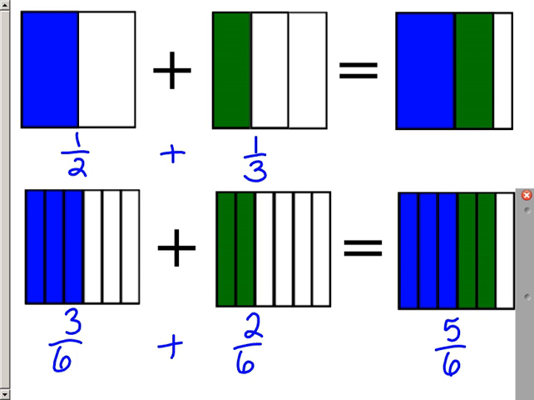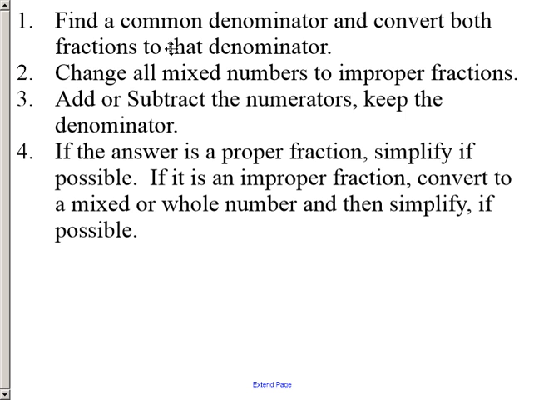Now, we're going to look at some problems that are a little bit harder here in a minute. But before we do, let's talk about what our rules would be then for adding or subtracting. We have to have a common denominator. That's the first rule. We have to find a common denominator, and we have to make both fractions have that denominator.